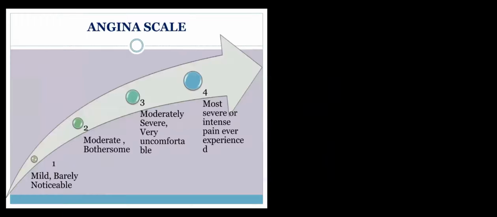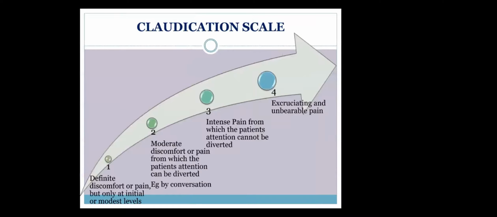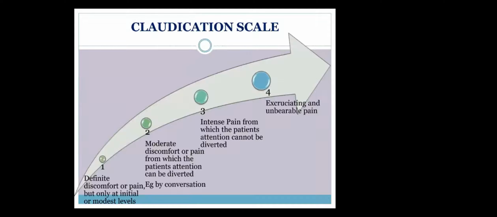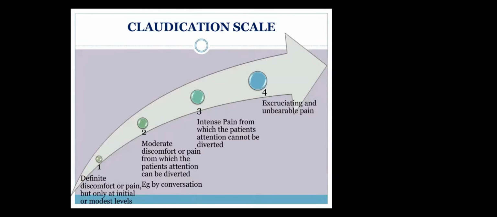This is a scale that can be used to determine the intensity of claudication. Severity again increases from 1 to 4, 1 being definite discomfort or pain, but only at initial or modest levels. Grade 2 will have moderate discomfort or pain, from which the patient's attention can still be diverted, for example, by having a word with him or a conversation. Grade 3, there will be intense pain from which the patient's attention cannot be diverted. And grade 4 is excruciating and unbearable pain, wherein again you might have to discontinue the test.